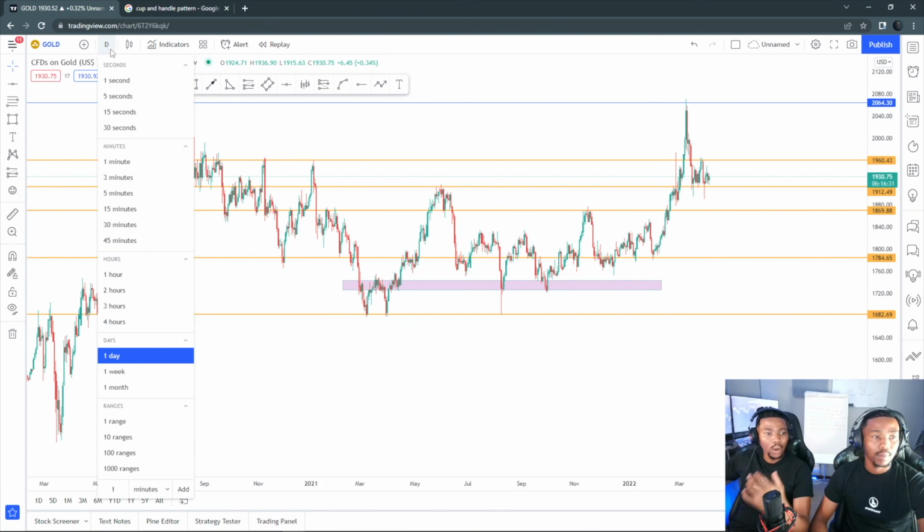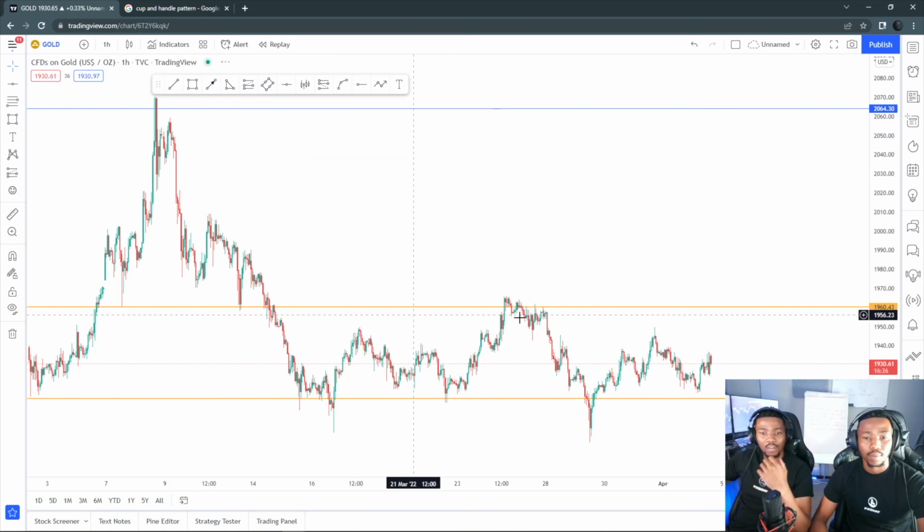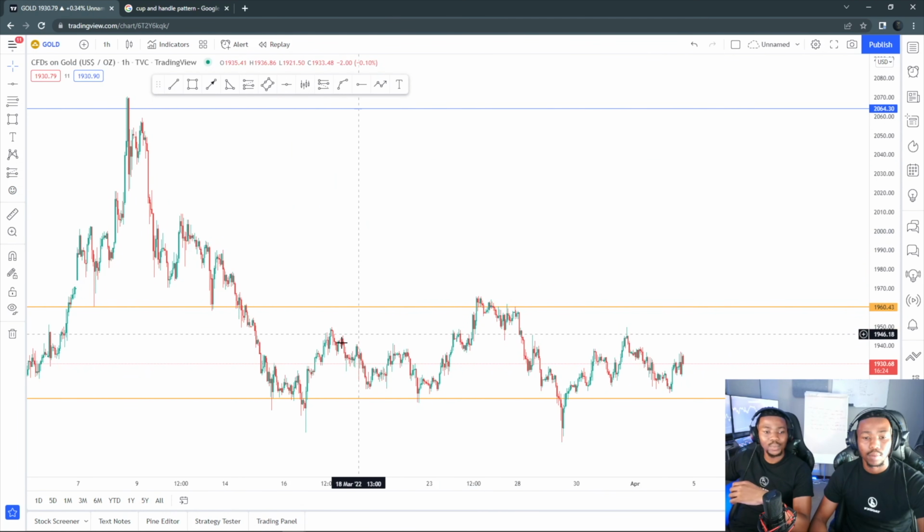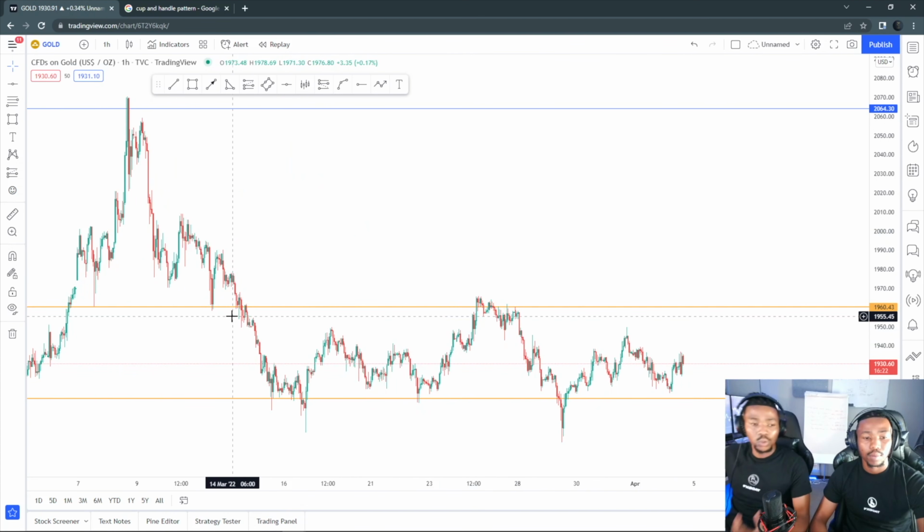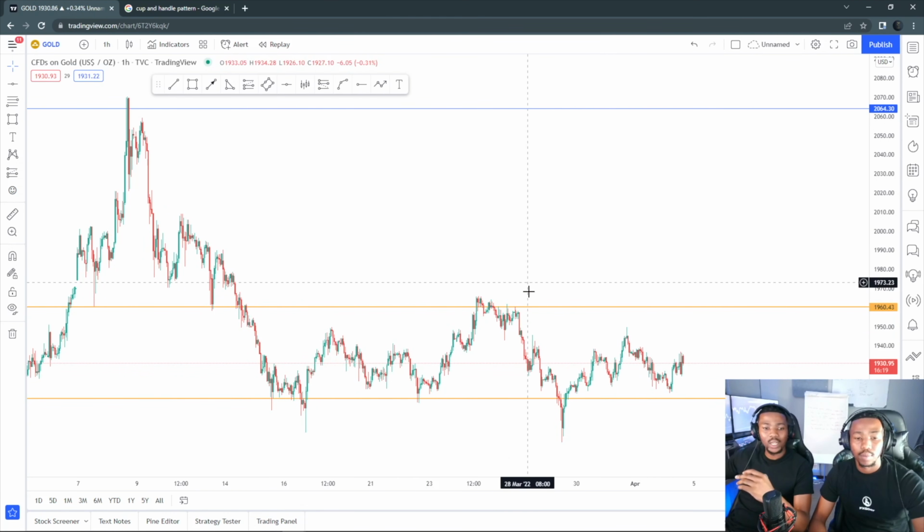So from there, I want to move to a smaller time frame and see if there's anything I can take from this trade. You can see here, guys, this is what we talked about before. The market is currently in a consolidation.